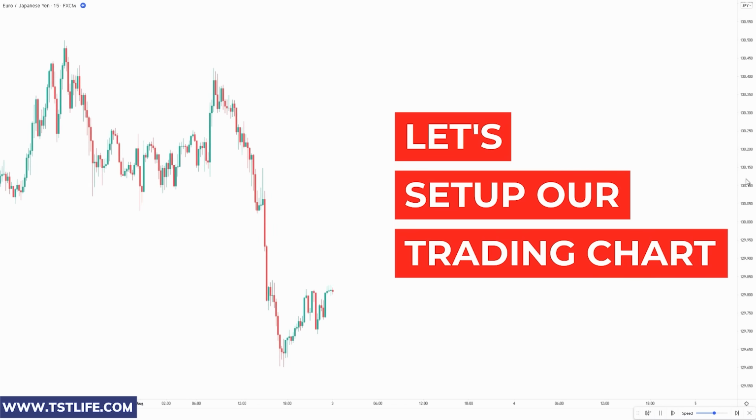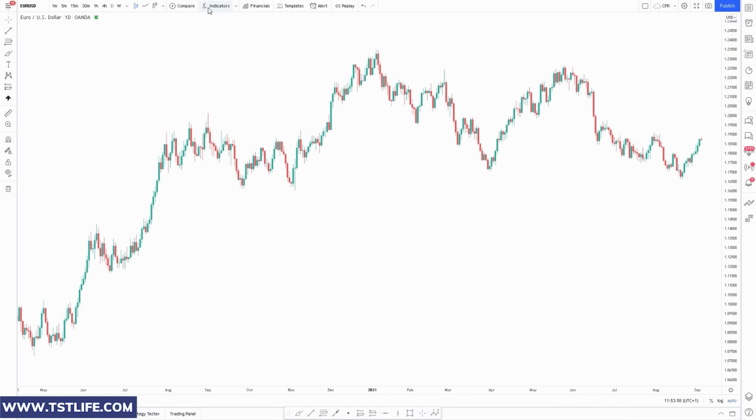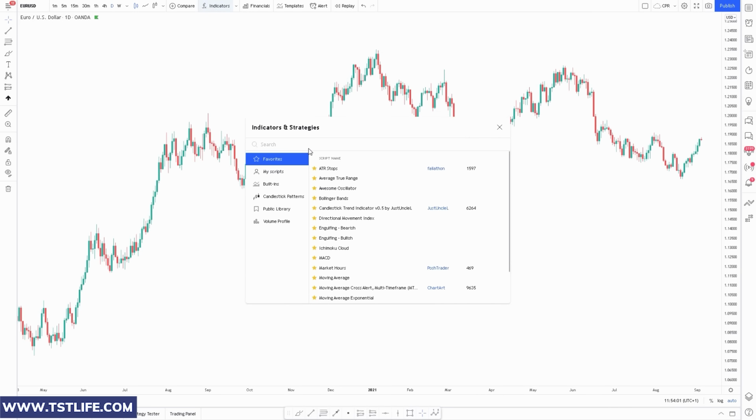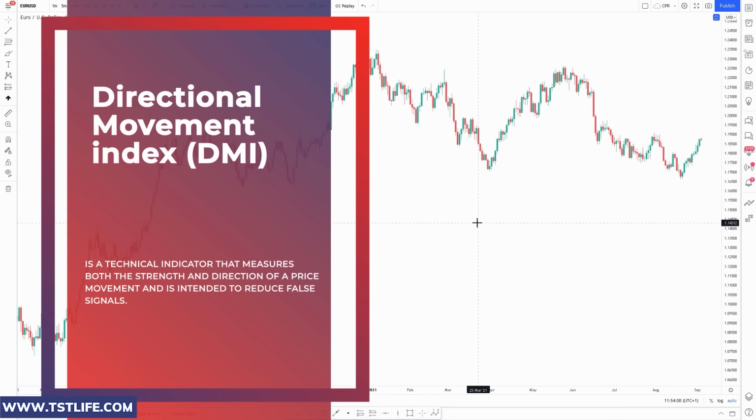Before we go any further, let's add the indicator to our chart. If you're on TradingView, you can simply hit on Indicators and search for the Directional Movement Index. Once you find it, simply double-click it and you'll notice that it's been added to your chart.